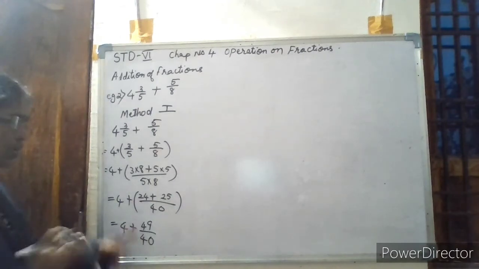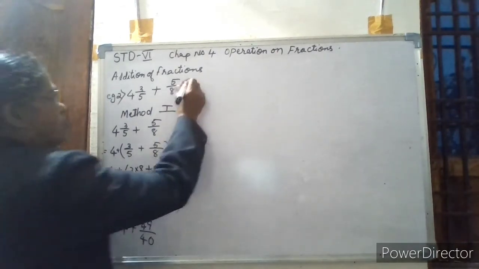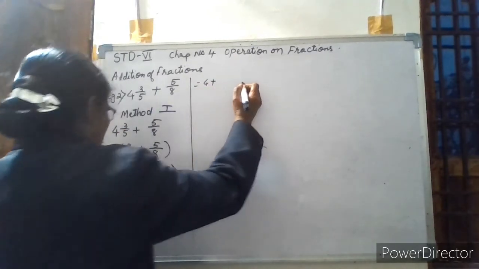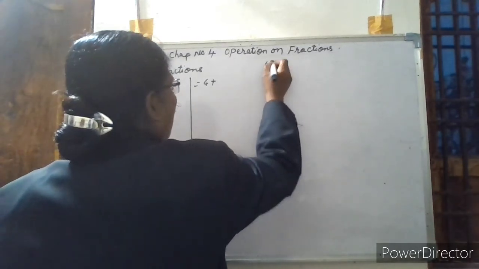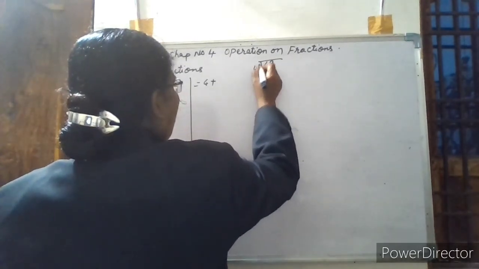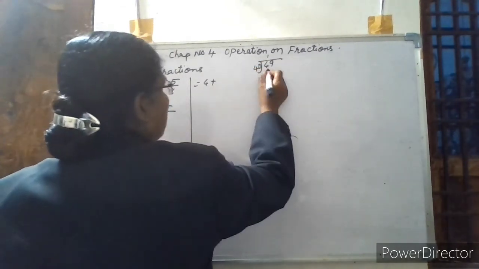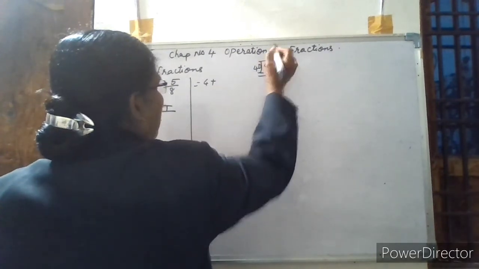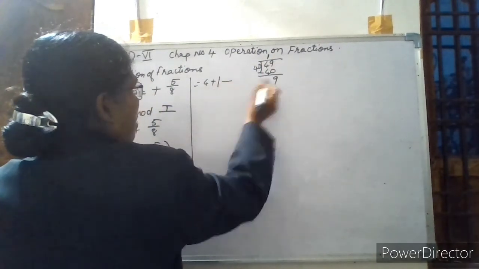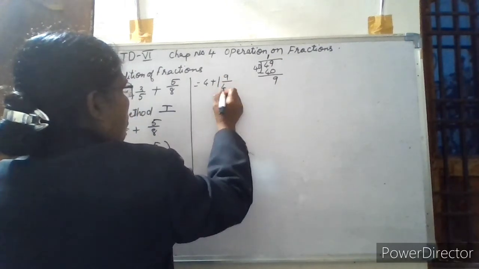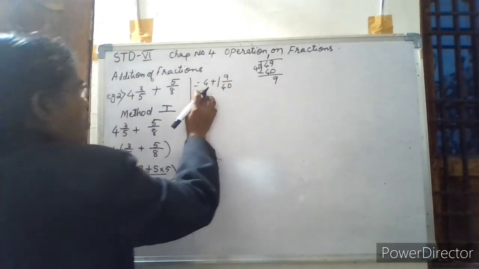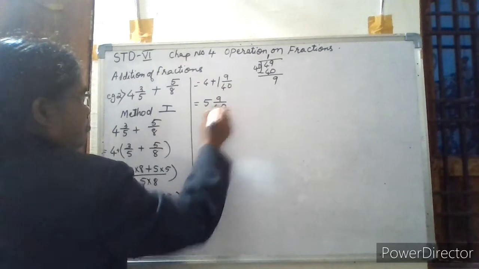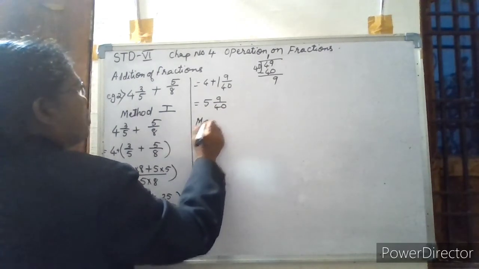Again we can convert it into a mixed fraction. So this is equal to 4 plus, now converted by division, 49 divided by 40. 40 1 is 40, remainder 9 remains. So it is whole number 1 and put the bar, denominator, 9 by 40. So whole number 4 plus 1 is 5, 5 9/40. This is the answer. Now method 2.